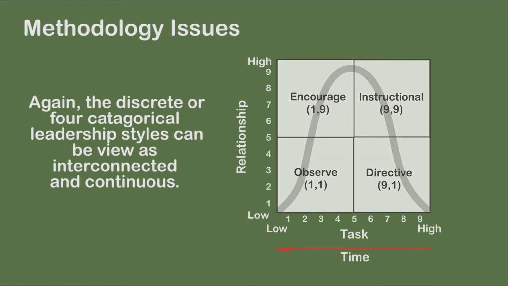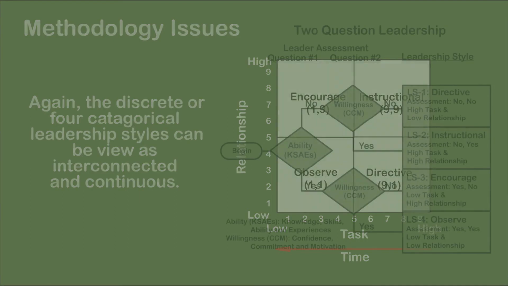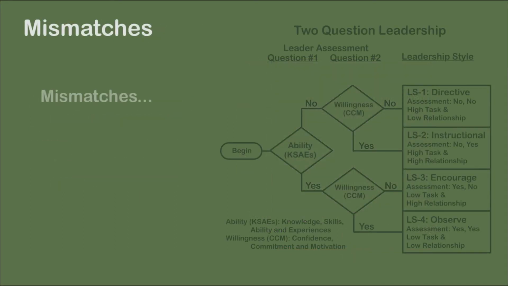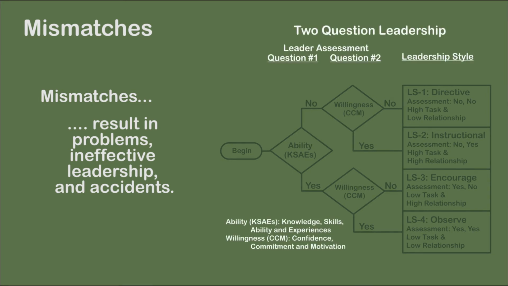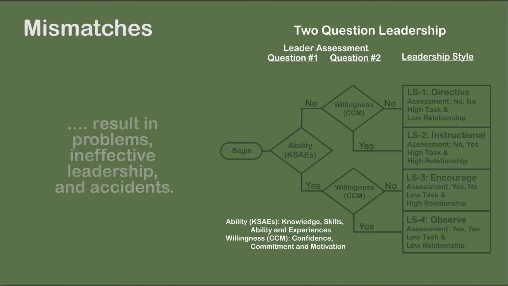A review of the figure 8 follow-through knot suggests this progression over time. The purpose of assessing the follower and applying the appropriate leadership style is to avoid mismatches. Mismatches can lead to problems, ineffective leadership, and accidents. The following examples are some mismatches.